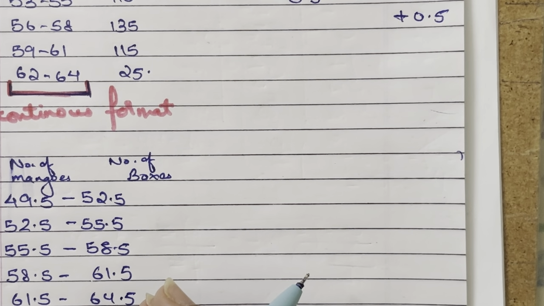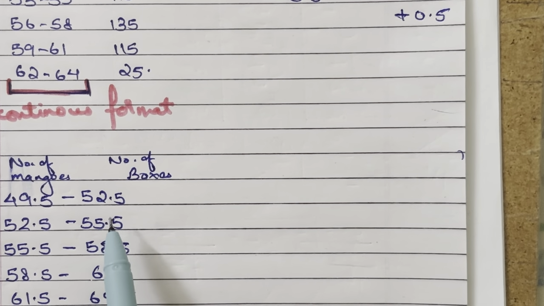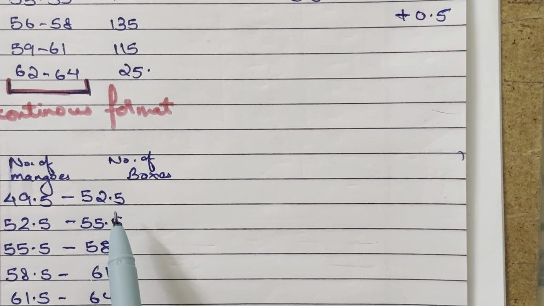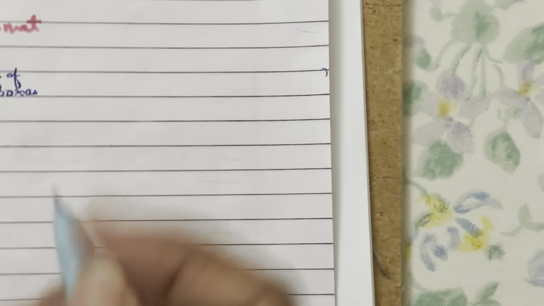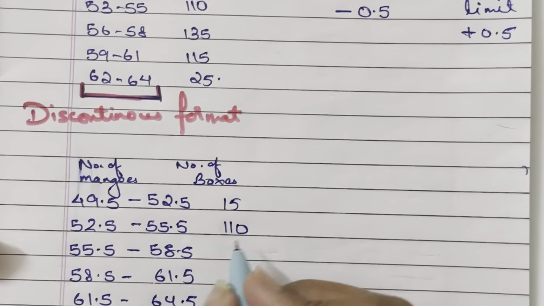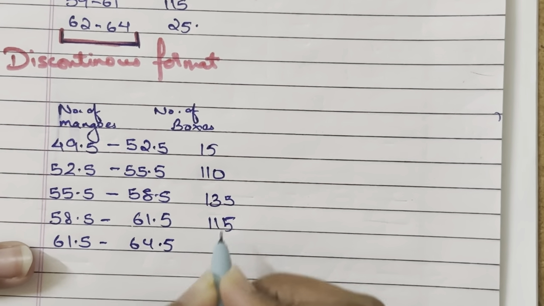You're required to do your method, because you have the decimals and all of that, and that will be too difficult for you to simplify. I would suggest you go with your step deviation method. So let's write down the frequency. It is 15, 110, 135 is what we have, and 115 is what I have, and 25.